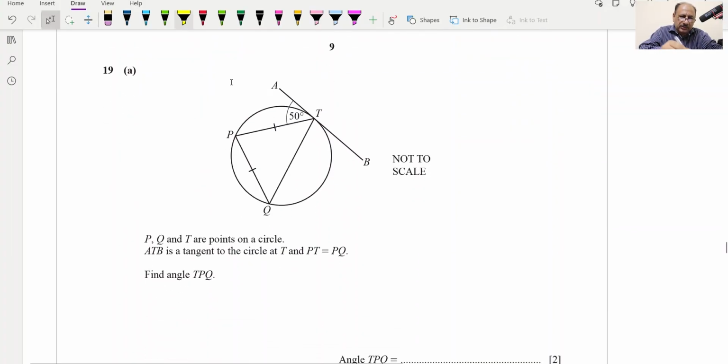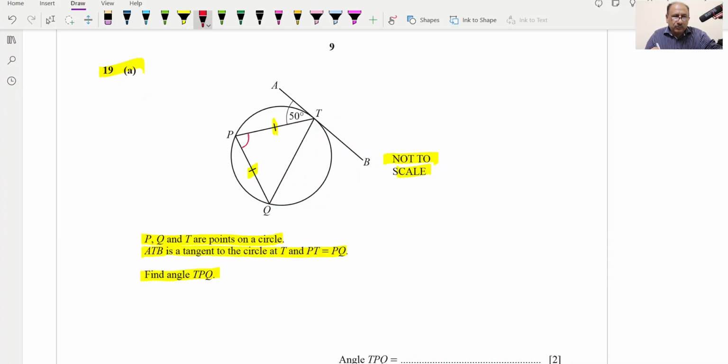Question number 19, diagram is provided, which is not to scale. A part, P, Q and T are points on the circle. ATB is a tangent to the circle at T, and PT is equal to PQ. So these two sides are equal. Find the angle TPQ. TPQ is which angle? TPQ is this angle basically.